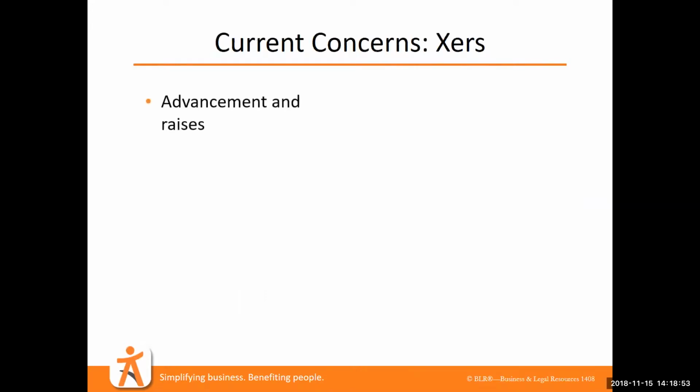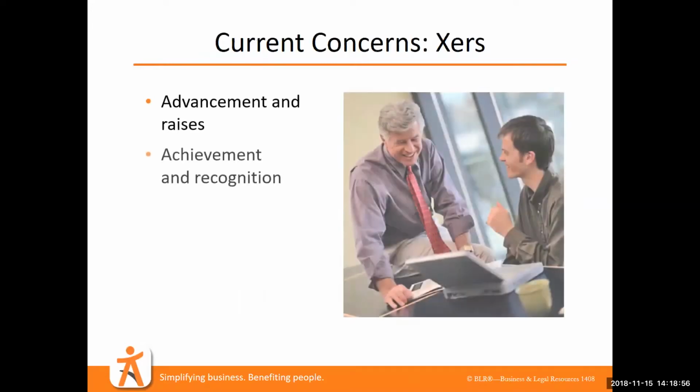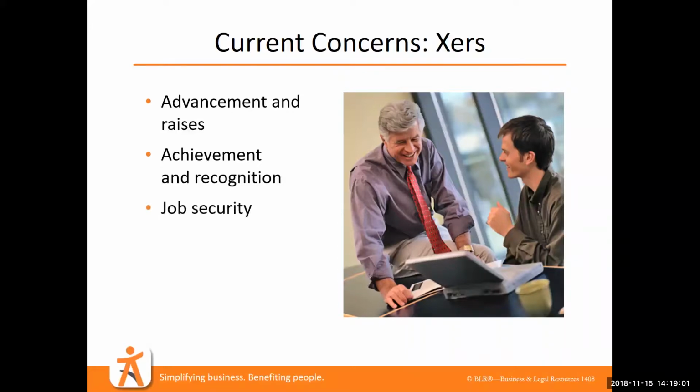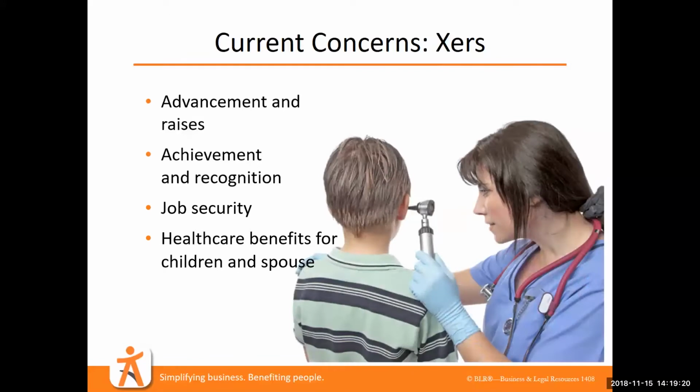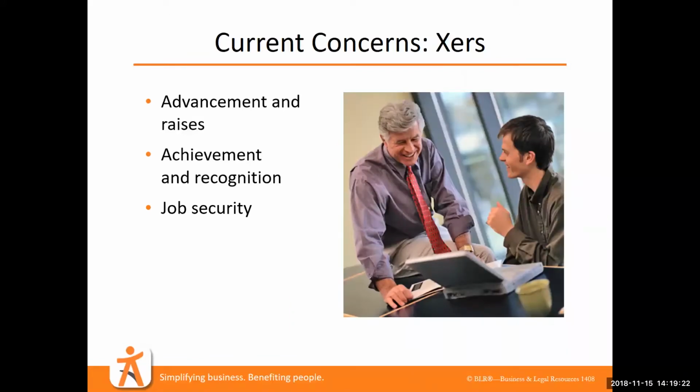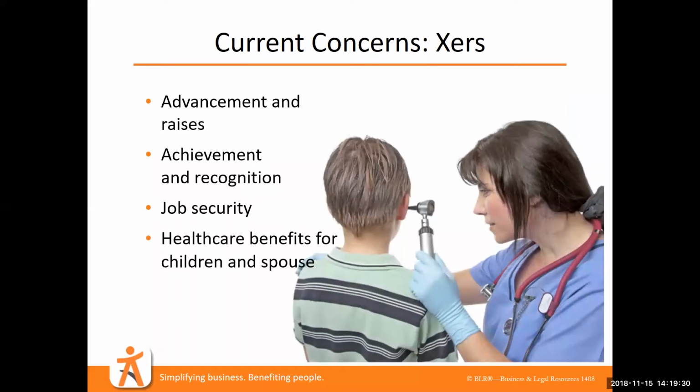Generation Xers are concerned about advancement and raises. They also care about achievement and recognition for their achievements. They want their job to be challenging, but they also want job security so they can continue to provide for their family. The children are headed for college, there's possibly a big mortgage, and lots of other expenses. They can't afford to lose their job, so they put a lot of emphasis on those items. They also need their healthcare benefits, not so much for themselves, but for their children, and maybe for their spouses.